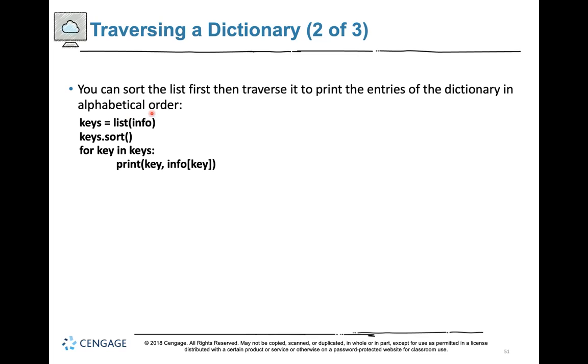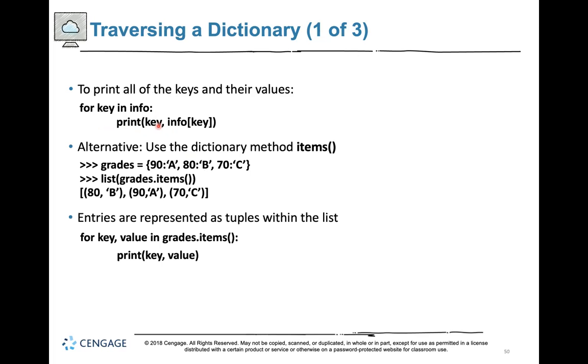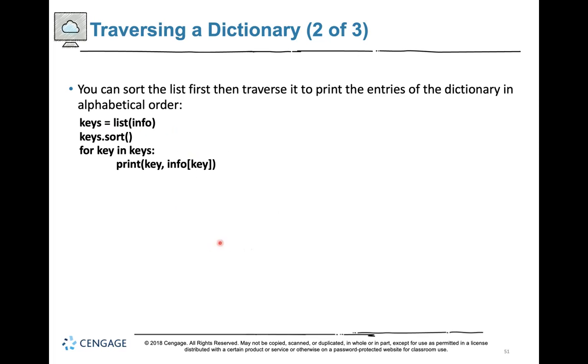If you supply the dictionary to the list function, this will give you the list of keys. And you may sort it, and then you loop over the keys. Now, this does not give you the list of items. This only gives the list of keys. Of course, if you want the list of items, then you can call the dot items method, right here. That will give you the list of items.